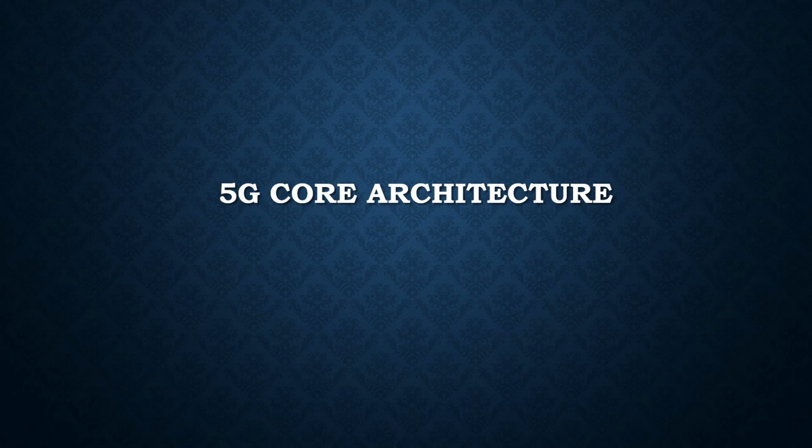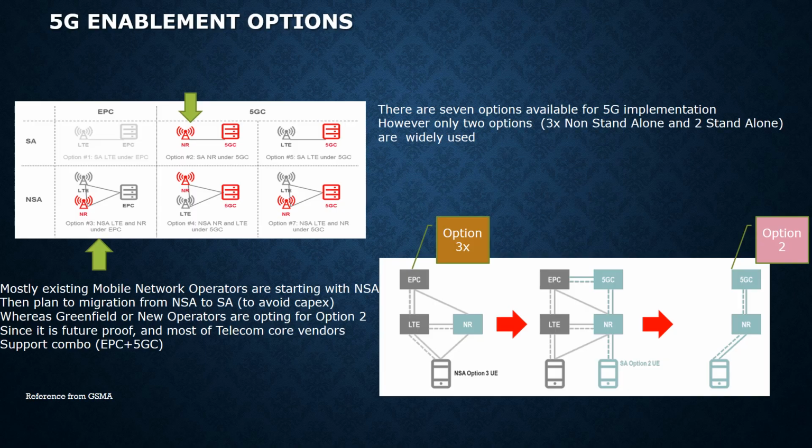So let me just walk you through the 5G core architecture. But before that, I would like to share the deployment options which we have to enable 5G in your networks. So there are 7 options available to implement 5G. But out of those, only 2 options are popular. One is mostly opted by the brownfield operators, which are existing operators. That is NSA, non-standalone deployment.